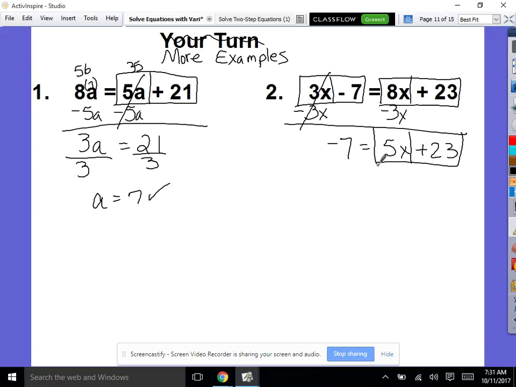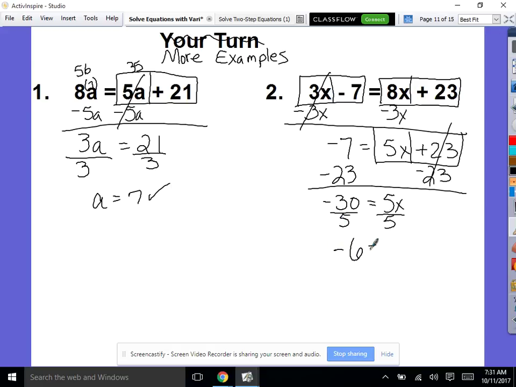Box in those terms. We're going to subtract 23 because we want 5x by itself. That leaves us with negative 30 equals 5x. Let's divide by the coefficient and conquer the equation. X equals negative 6. So that would be negative 18 minus 7 is negative 25. And that would be negative 48 plus 23 is negative 25. So that checks.